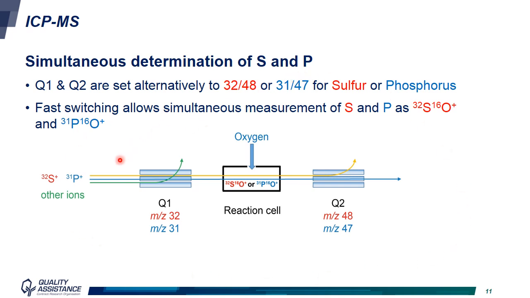So the same situation is valid for phosphorus. We set the first quadrupole to mass 31. Phosphorus reacts with oxygen in the reaction cell to produce ions with mass 47 that are allowed to go through the last quadrupole to the detector.